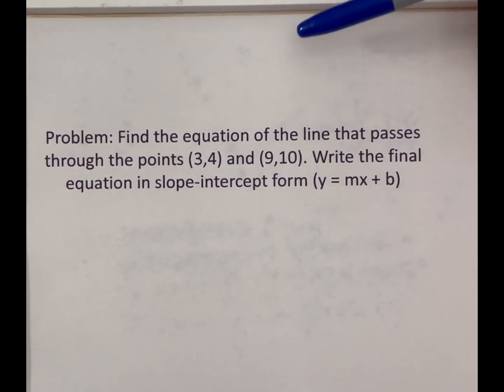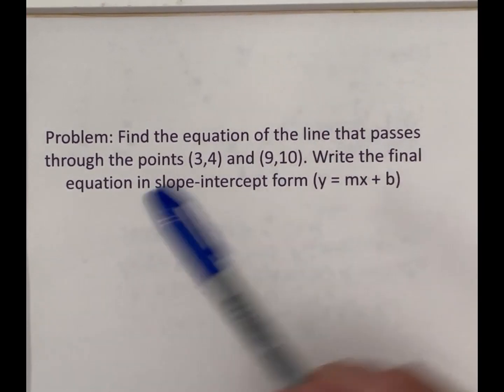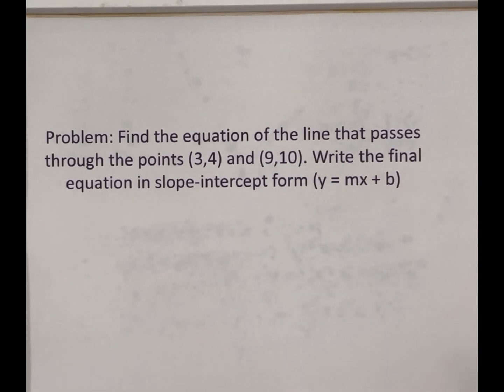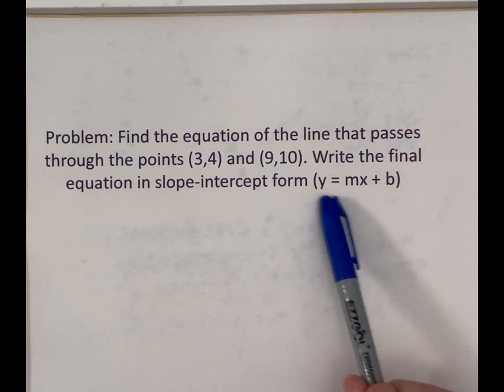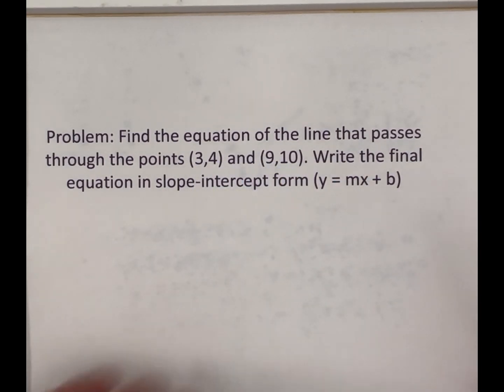This is the problem we're going to look at in this video. We're going to find the equation of the line that passes through the points (3, 4) and (9, 10), and write the final equation in slope-intercept form. So we're going to put it in this form right here, given these 2 points. That's all we know about the line.